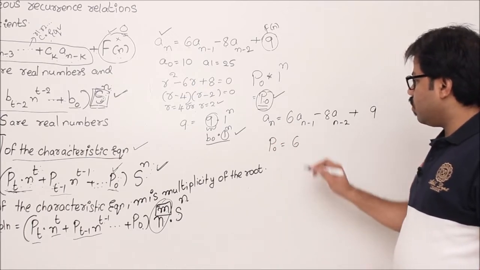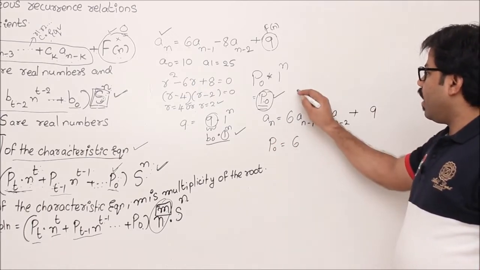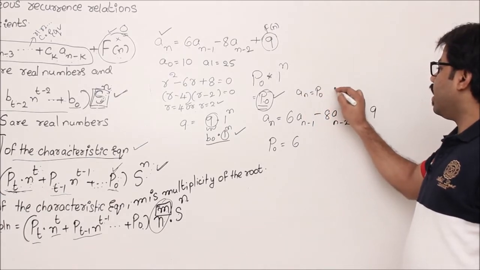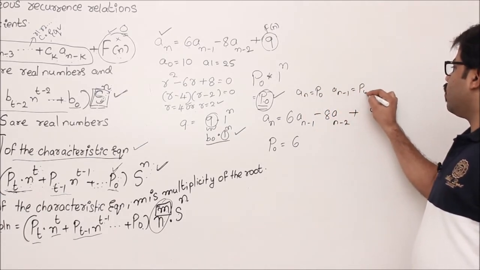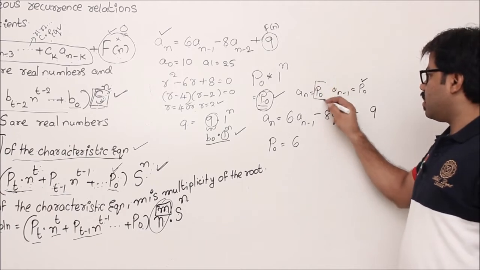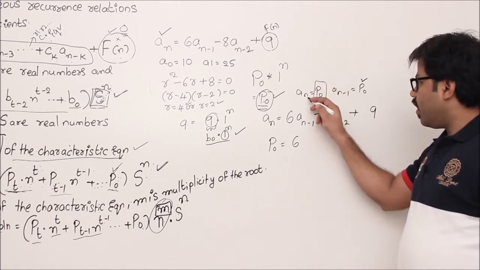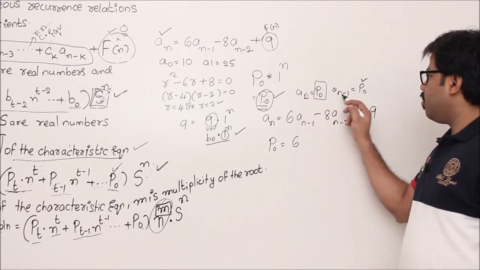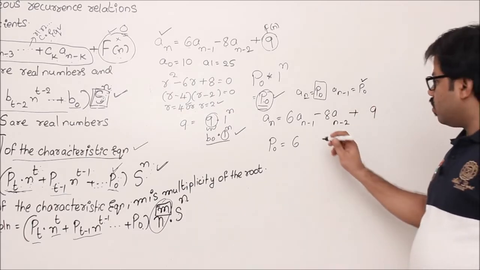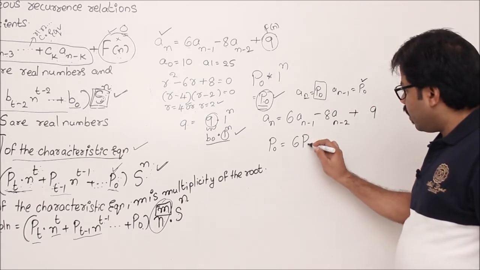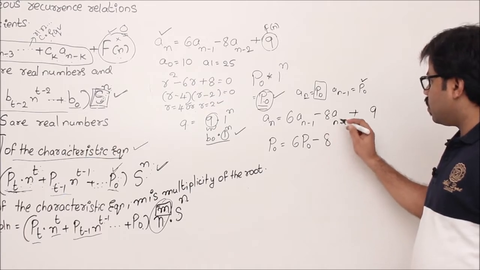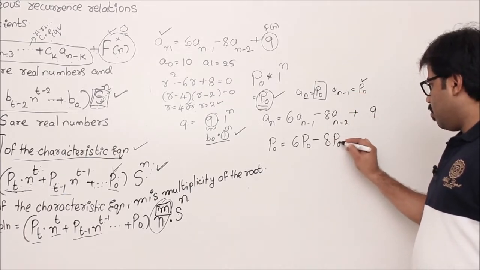P naught equals 6 into an minus 1. If an is the constant p naught, what is an minus 1? An minus 1 also becomes p naught, because p naught is a constant, so it is not depending on the variable n. So if an is p naught, an minus 1 is also p naught, right? So that's why it will be 6 into p naught minus 8 into an minus 2, which is also the same way p naught, plus 9.